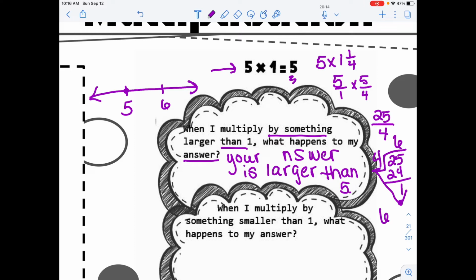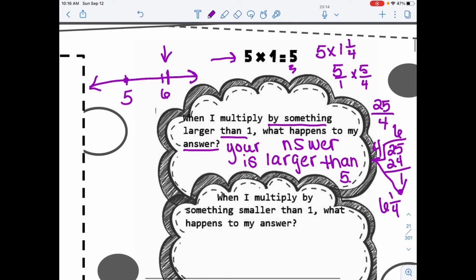And then I have 6 1/4. So that means that my answer is larger than 5, because I would end up about right here. So see how that works out? I just wanted to give you an example real quick and show you a visual.